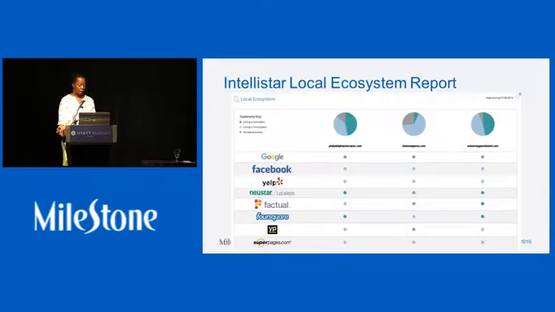One of my favorite things about this tool is being able to view your local ecosystem, since this is so important. You can view measurements against consistent and inconsistent listings. Milestone takes it a step further because we have a proprietary software called Naptunes, which goes into the local ecosystem and updates your listings on a frequent basis.